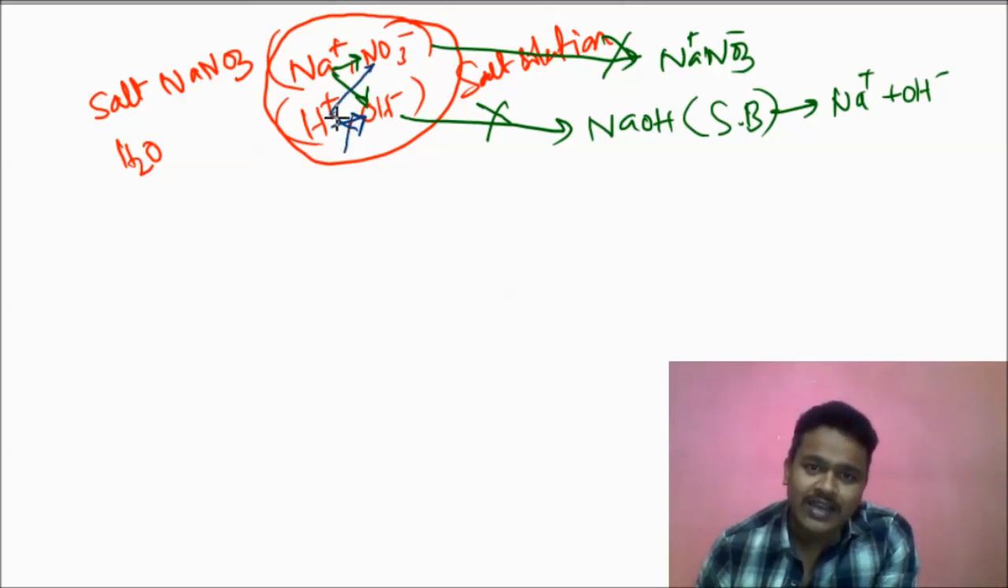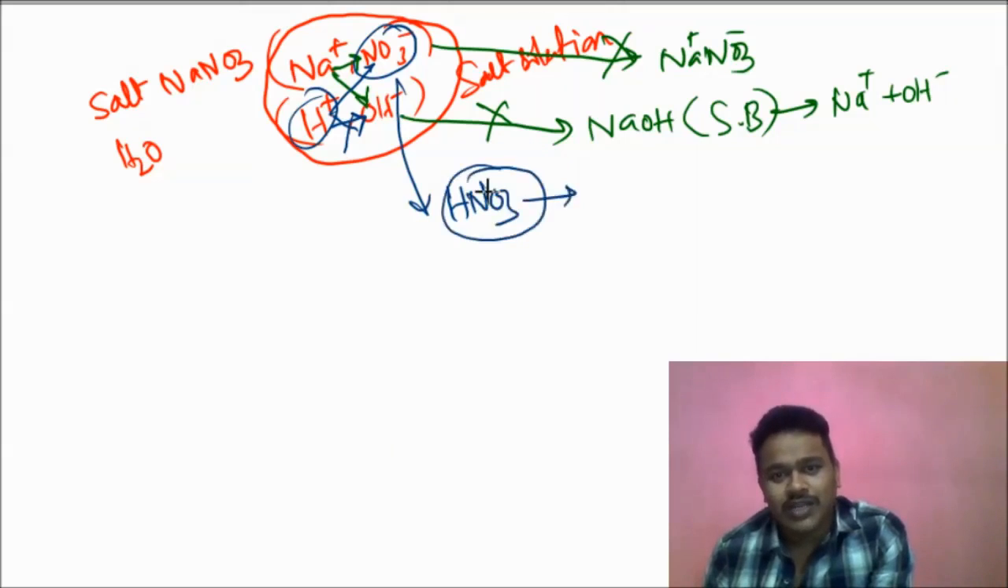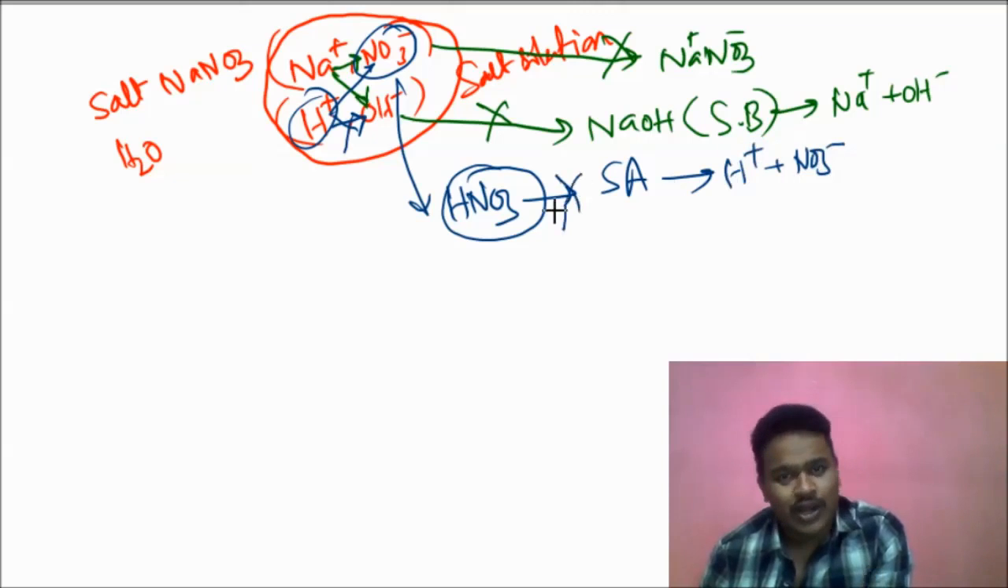And the other tendency, H plus and NO3 minus. What are you expecting? HNO3. What do you know about HNO3? HNO3 is a strong acid. Strong acid means what it has to be? Strong means immediately it has to give H plus and NO3 minus. So again you are getting ions only. That is why this tendency is also not possible.